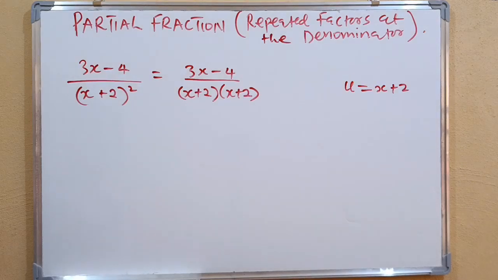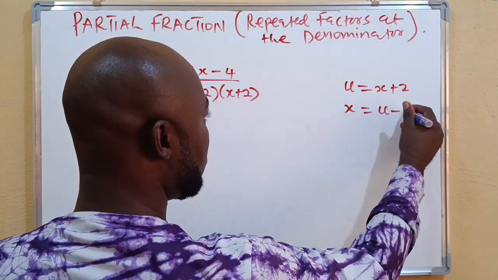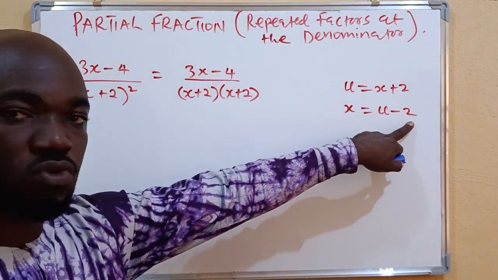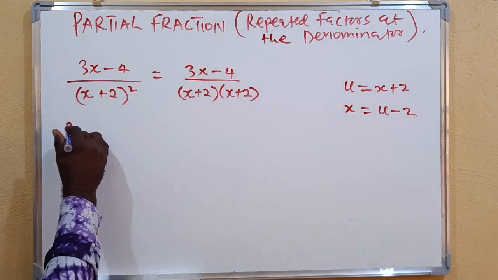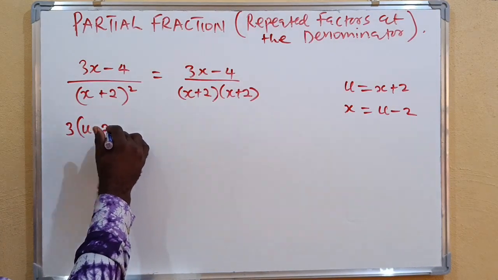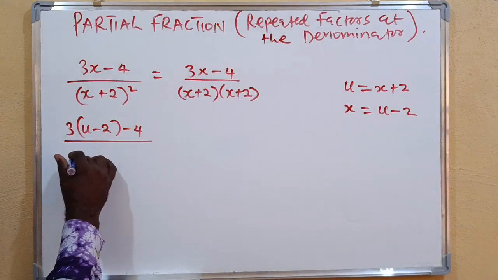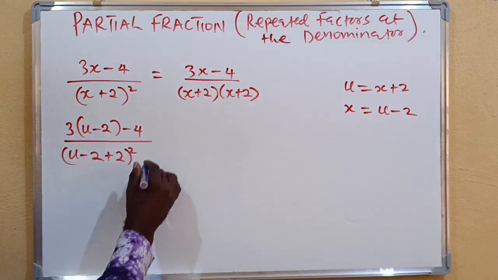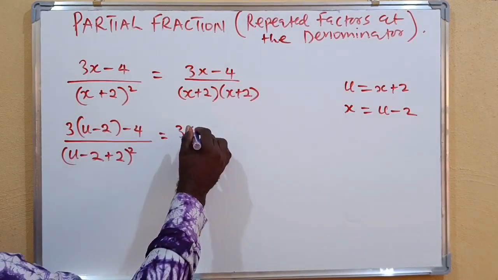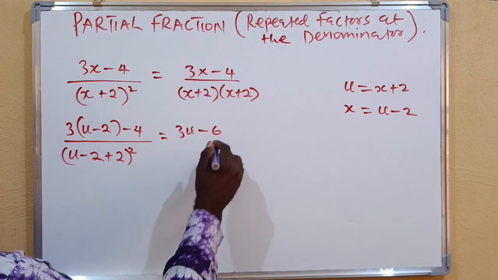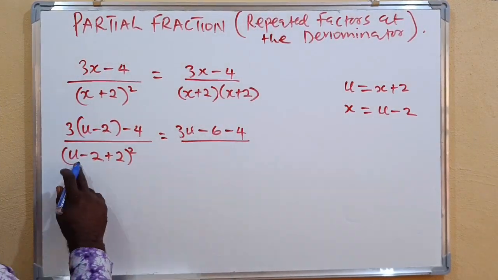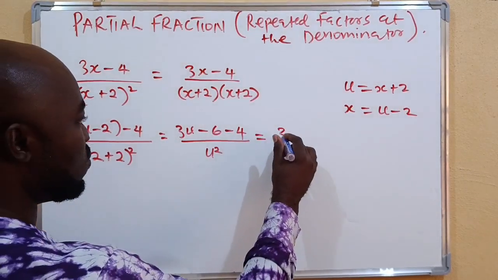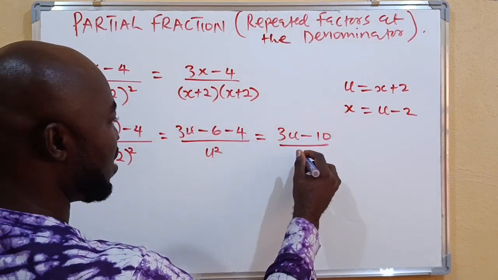So I'm going to make x the subject. So my x now will be u minus 2. So wherever I see x, I will substitute u minus 2. So I'm going to have 3 bracket u minus 2, minus 4, over u minus 2 plus 2, squared. So I'm going to have 3u minus 6, right? Then minus 4 over, the whole of this will give me 0, so I'm going to have u squared. So this will be 3u minus 10 over u squared.